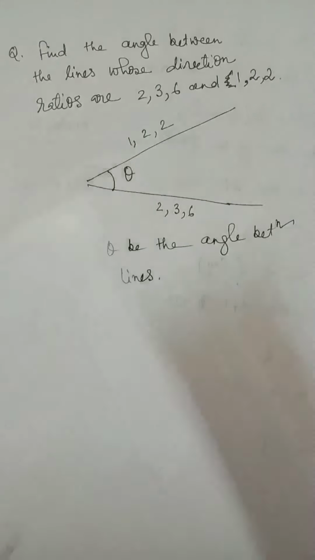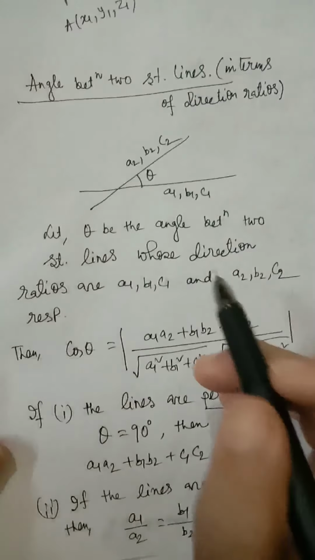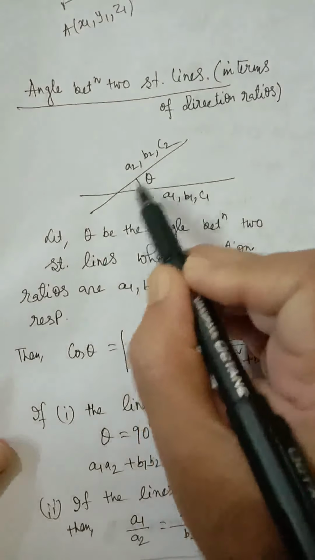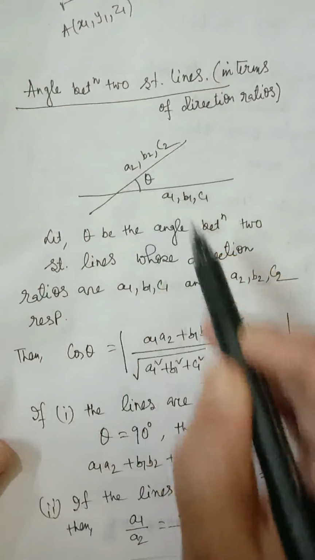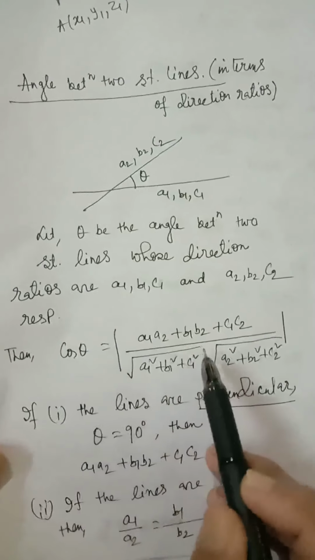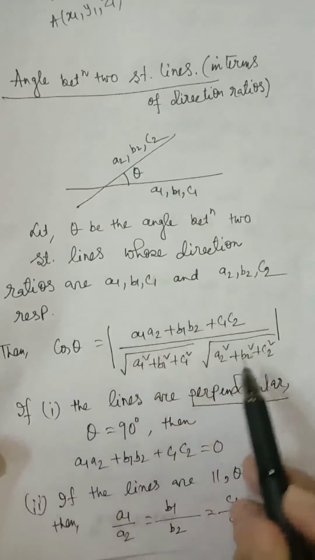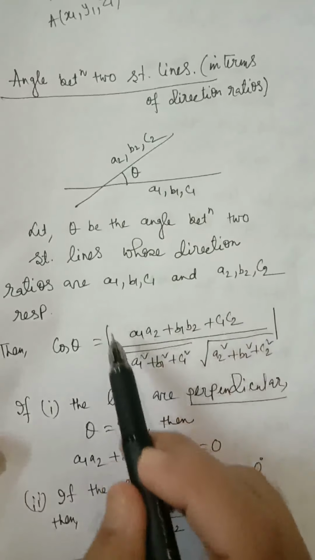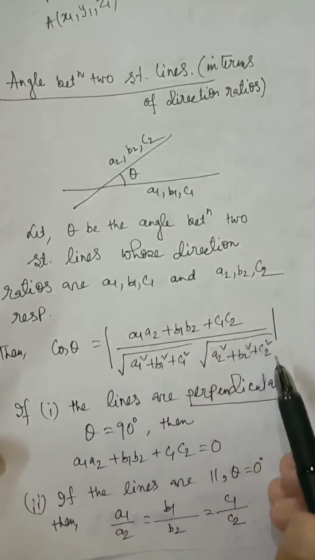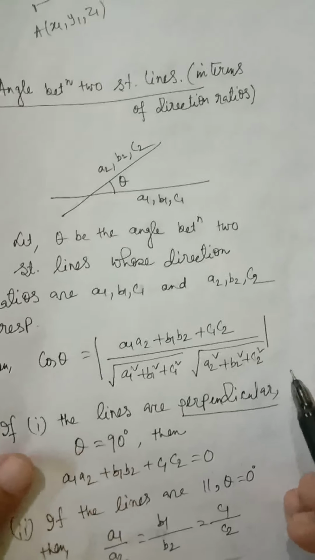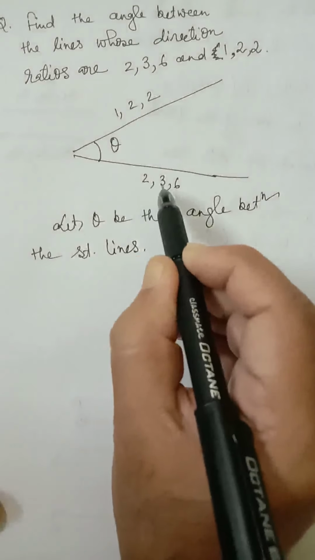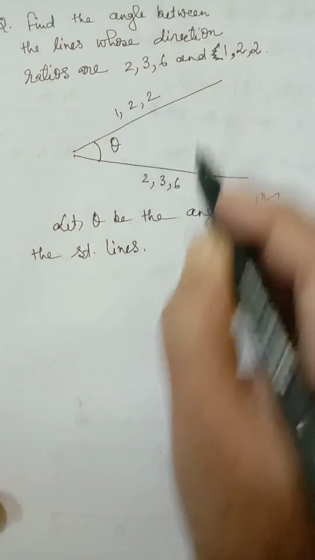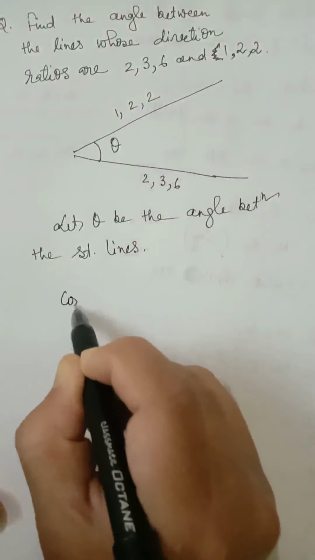Now we have this result. If A1, B1, C1 and A2, B2, C2 are the direction ratios of two straight lines, and if theta is the angle between them, then cos theta equal to, this is the formula for the angle between two straight lines. If we put a modulus sign, that will give us the acute angle between the lines. So using this formula we get cos theta equal to, this is our A1, B1 and C1, this is A2, B2 and C2.